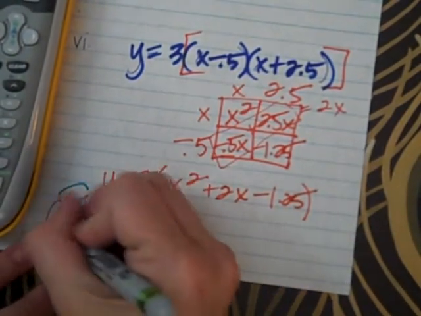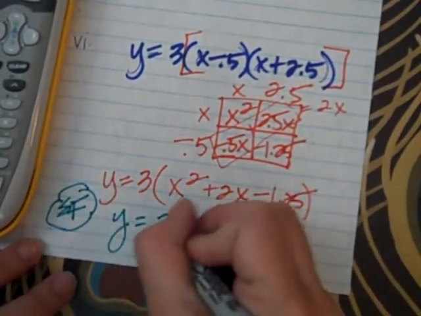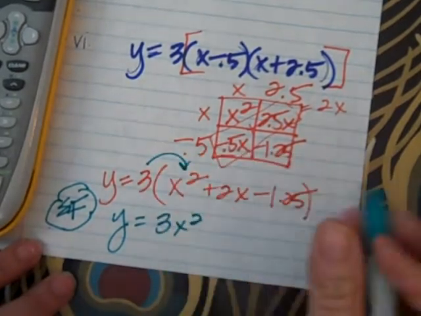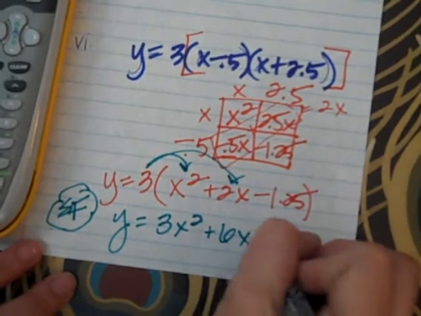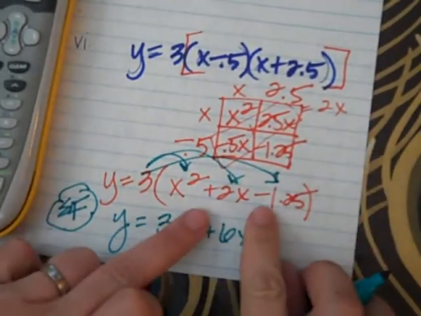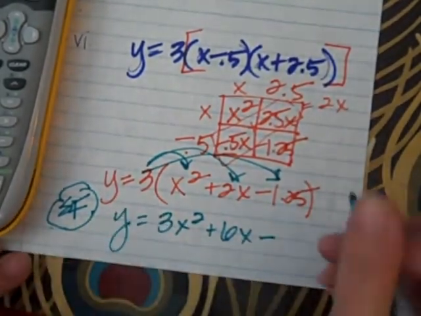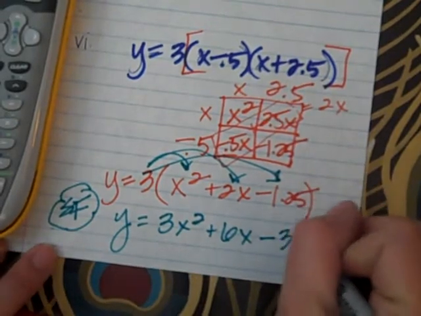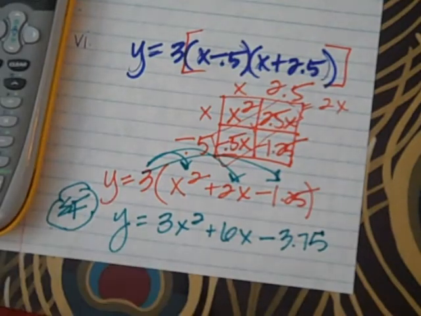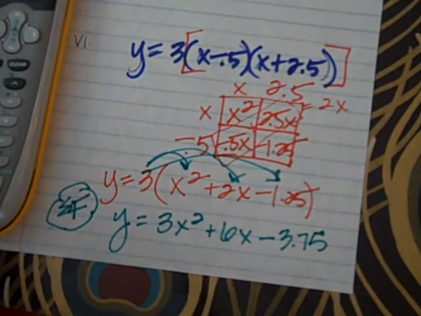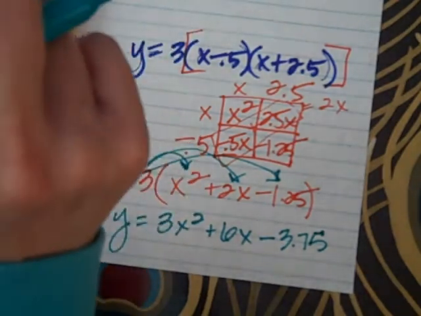Standard form, here we come. 3x squared plus 6x minus, I see my signs out front, what I'm multiplying by, and that's going to be 3.75. Think about it like I have $1.25 3 times. $3.75. Alright, cool. So I'm in standard form.